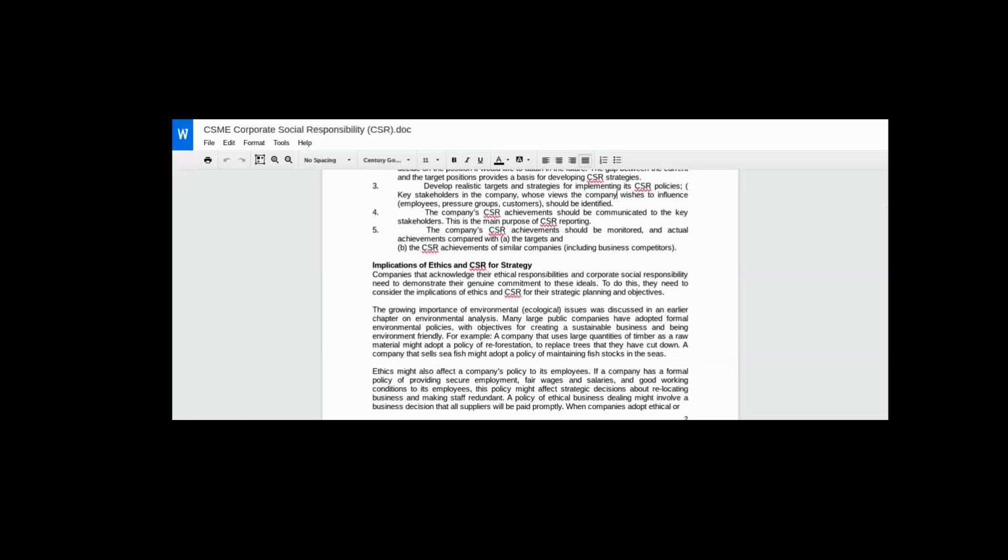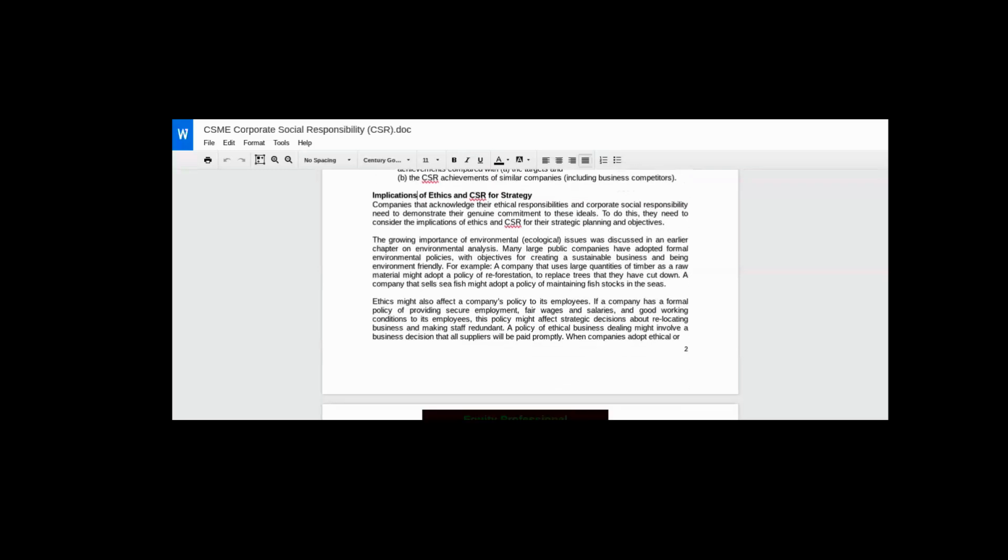We must report it. The last one is that the company's CSR achievement should be monitored. We have to monitor it, and we have to ensure that we give it a follow-up. And we compare our CSR achievements with that of our major competitors. That will create more drive for us, to be more inquisitive and do more in terms of CSR, so that we can have a competitive edge over all our major rivals in the industry.